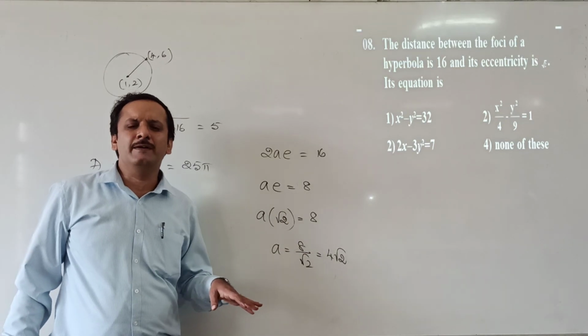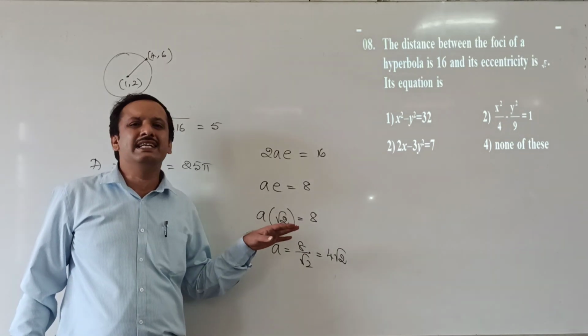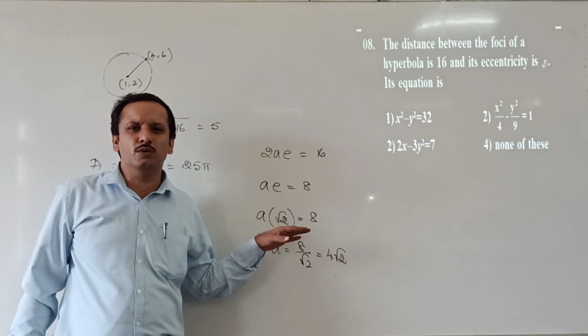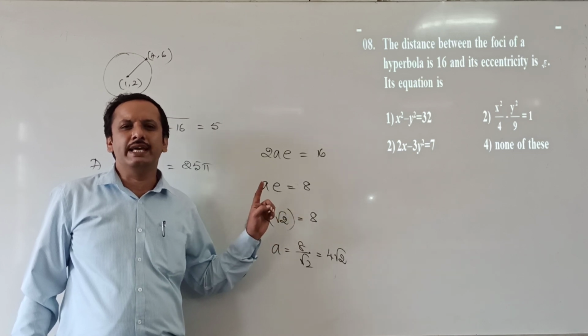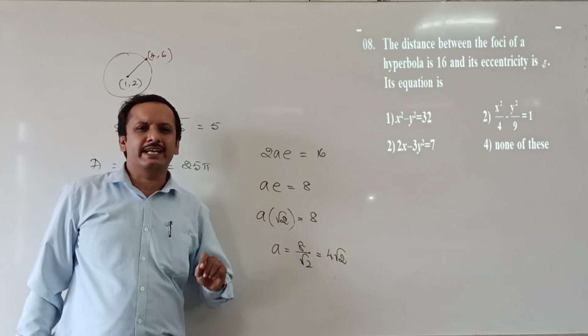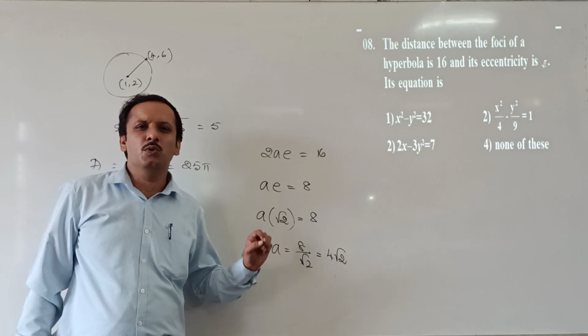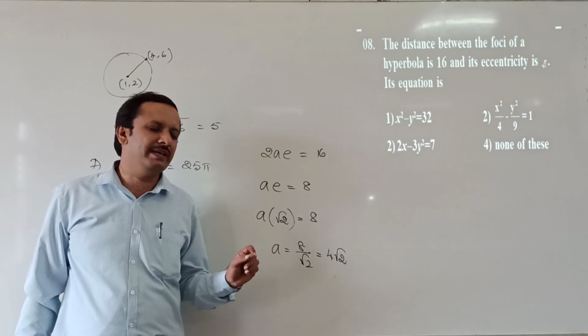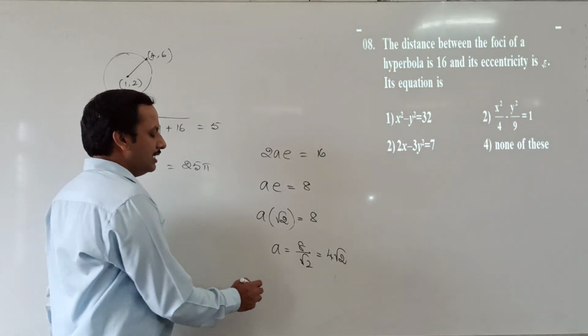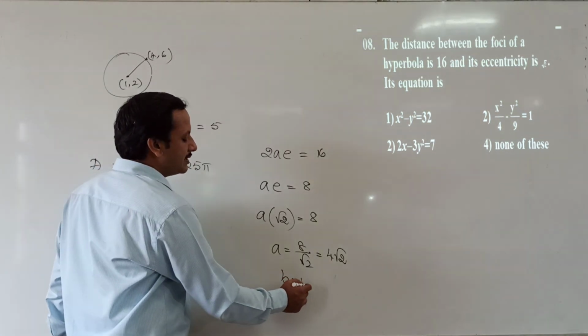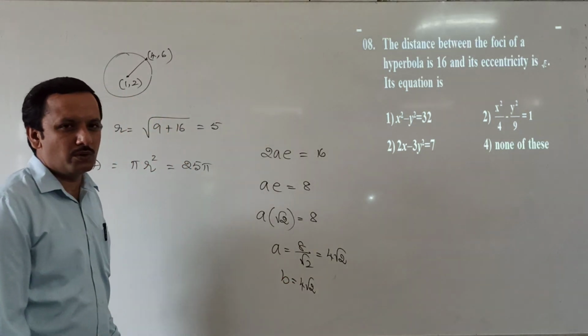In a hyperbola, if eccentricity is equal to root 2, then it is called a rectangular hyperbola. In a rectangular hyperbola, eccentricity is root 2, where A will be equal to B. A is equal to B. So A is 4 root 2 means B is also equal to 4 root 2.